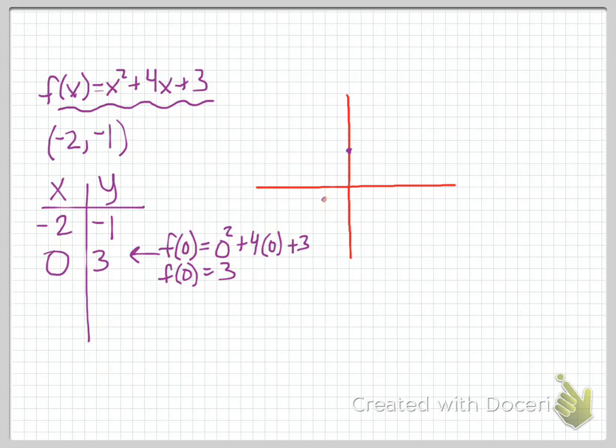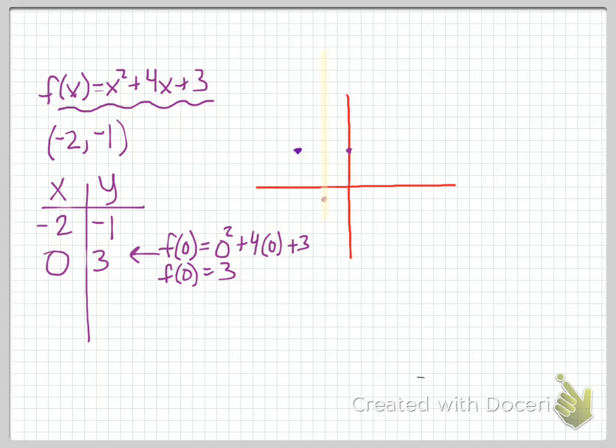If I know that this is the vertex, then I know that this is the line of symmetry. So if I know that's the line of symmetry, think about this. If this point 0, 3 is 2 jumps from the line of symmetry, there must be a point that's 2 jumps the other way. I should be able to put that on there. So I'm going to go ahead and put that point on there. Now that saved me time.